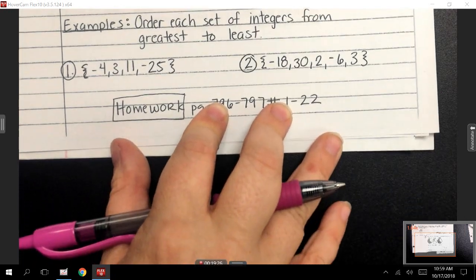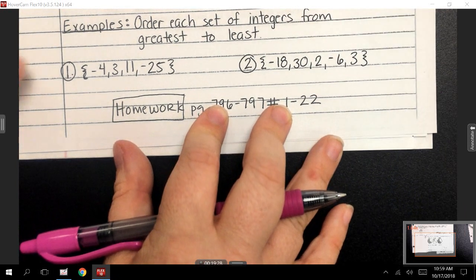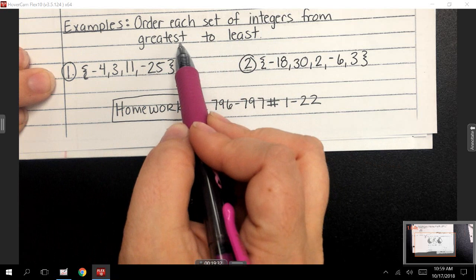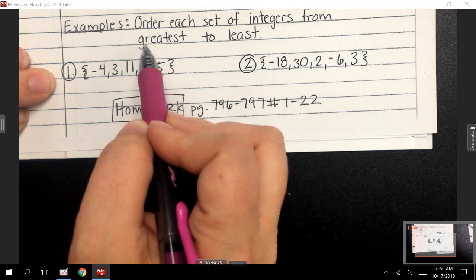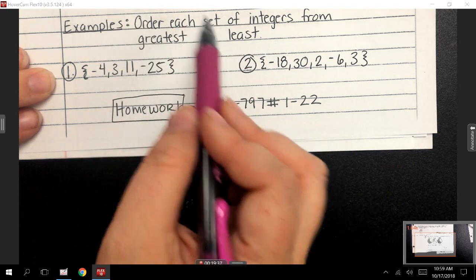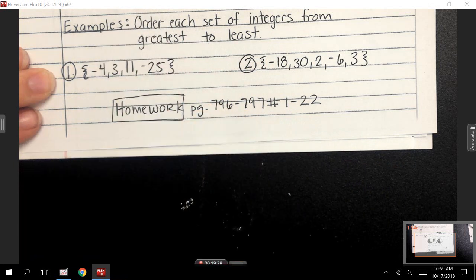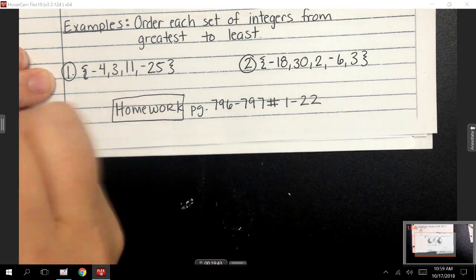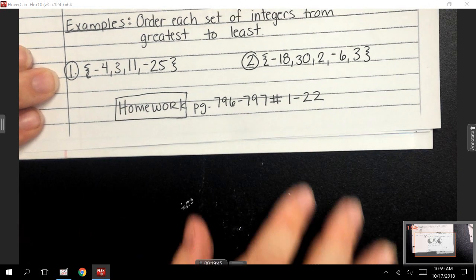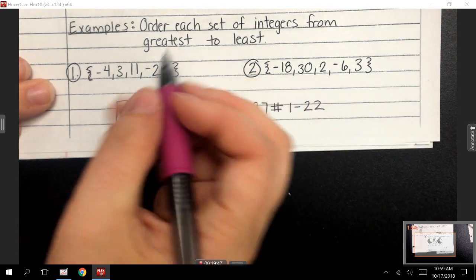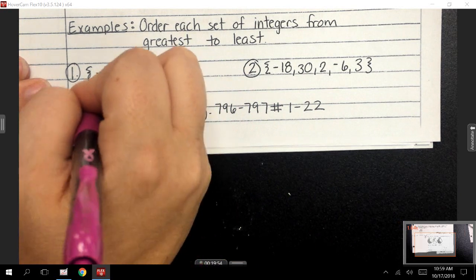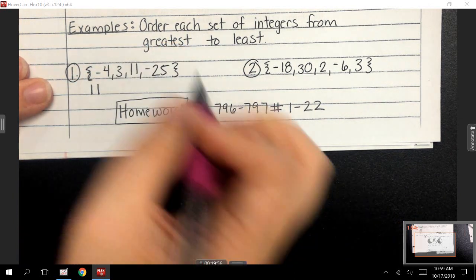All right. Next one. All right, next numbers. Order each set of integers from greatest to least. So now I'm starting with the big ones, which means I'm starting with positive or negative? Okay, I'm starting with my positive numbers. So what am I going to start with here, Hunter? Close. Be careful. What's with that 25? Oh, it's negative. So 11. Since 25 is negative, I have to start with 11.